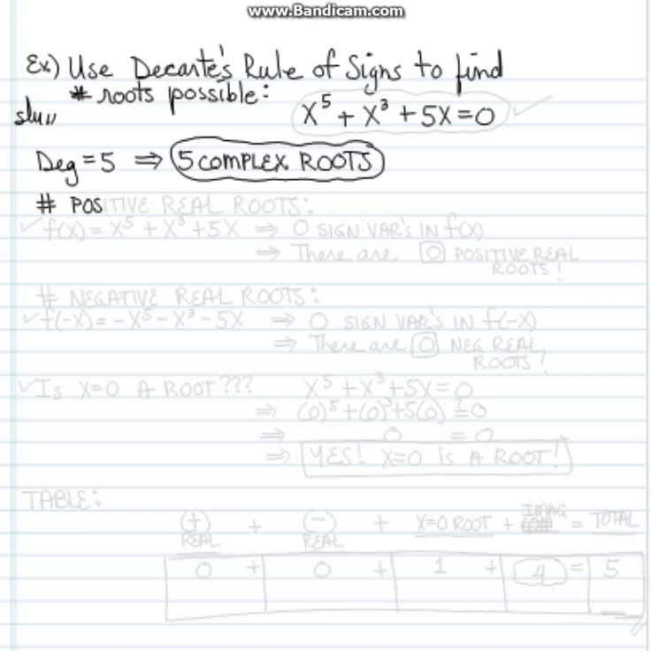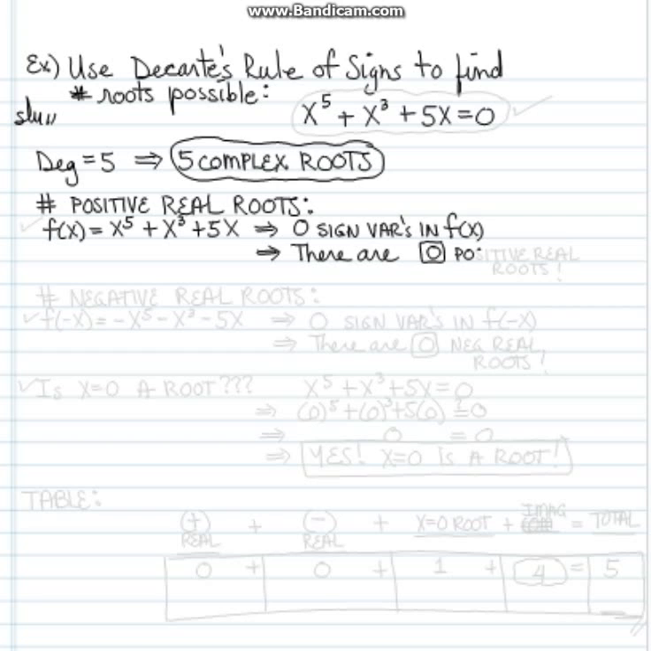Next, we're going to see the number of positive real roots. We do that by checking the number of sign variations in f of x, where f of x is the function that's equal to 0. It's x to the fifth plus x to the third plus 5x. Well, it never changes signs. All those terms stay positive. So there are 0 sign variations in f of x, and that implies there are 0 positive real roots. If it were a different number, we would subtract even numbers 0, 2, 4, 6, 8 to come up with different possibilities. But this is simple. There are no positive real roots.